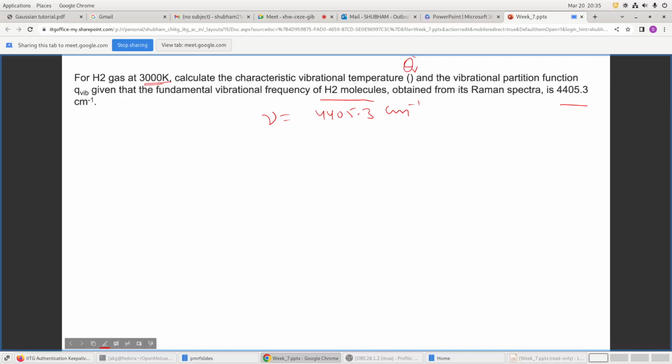Again it is not working. So this is the pointer. Pointer is working but pen is not working. How and why?